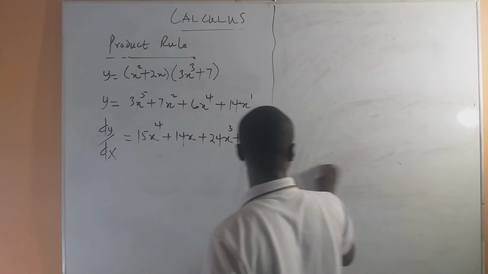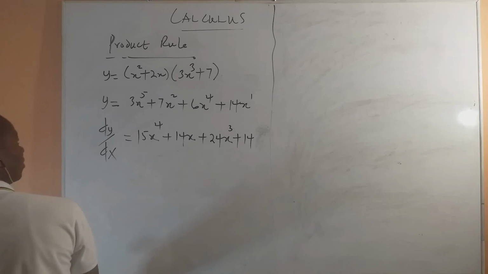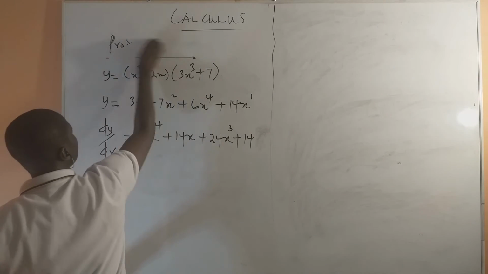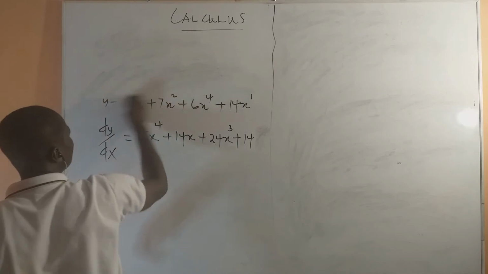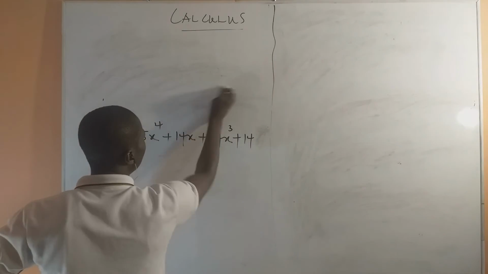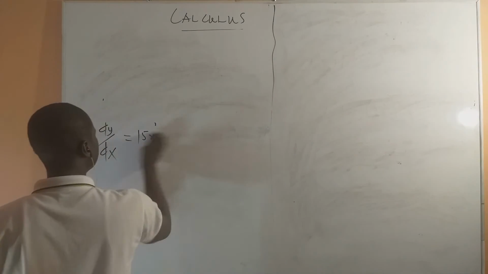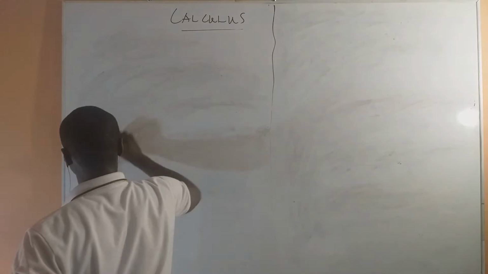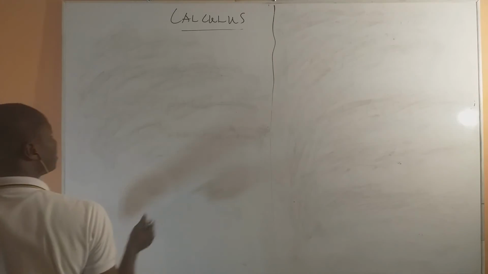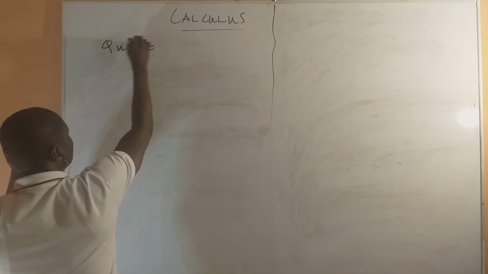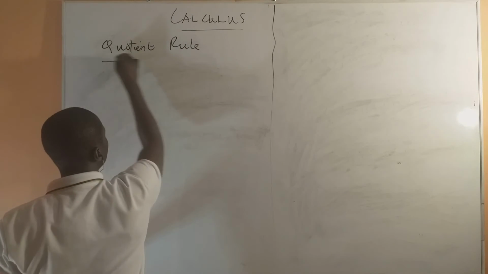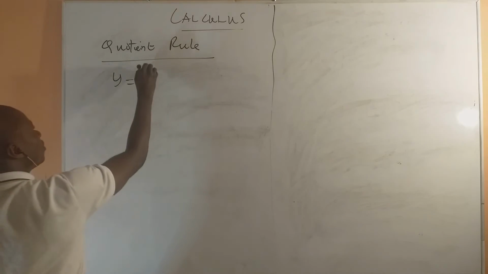So in general, that will be that. Now let's look at the quotient rule. With the product rule, when you have functions multiplying, that is how you are supposed to solve it. So now let's look at what we call the quotient rule. Now the quotient rule, if you have y equals u over v.